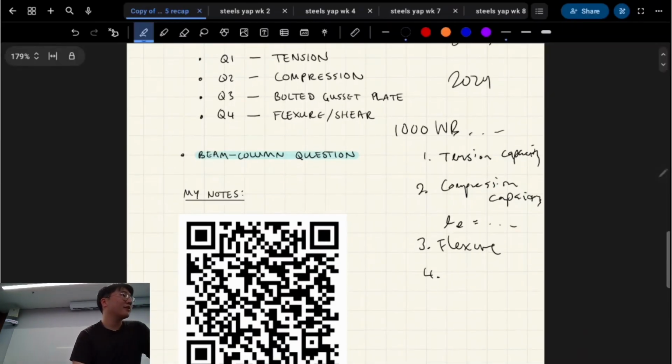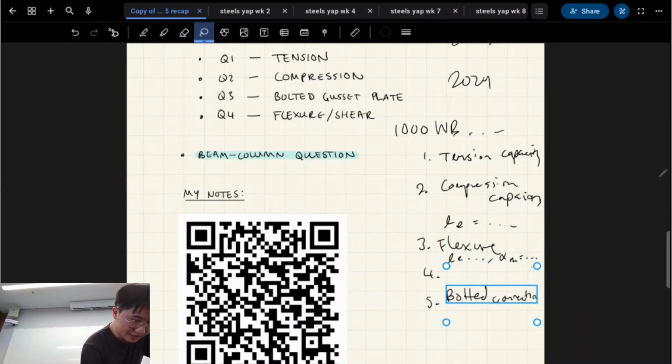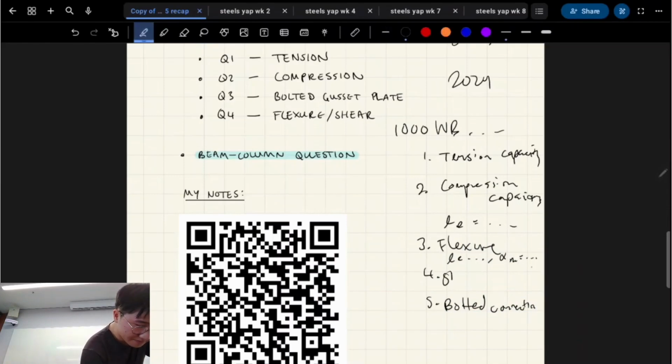4, what do they do next? I think bolted connection. Flexure, they'll give you a bit more information like LE, whatever, alpha M, whatever. Question 5, I think it's shear, or maybe 5 was bolts and then 6 was shear capacity. It was almost like an assignment style question, like one of the assignments you guys have done recently, where they didn't really tell you anything about the external loads, and it was all just based on how strong is everything in just its capacity.